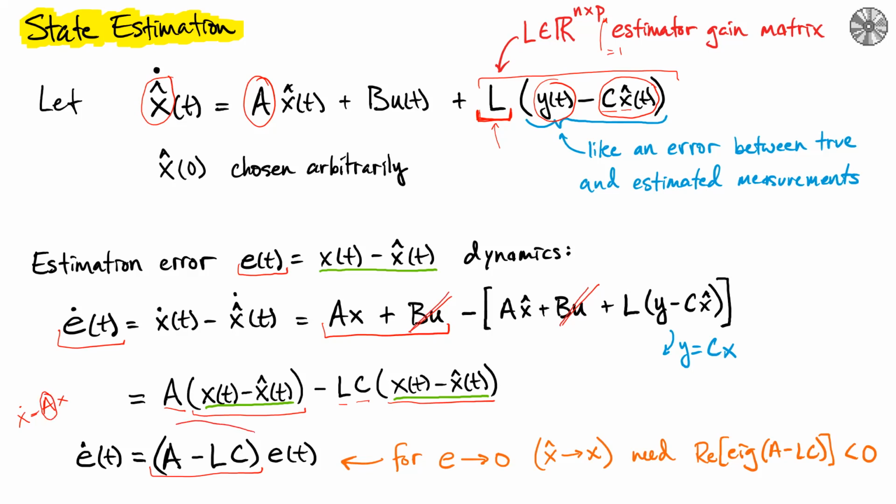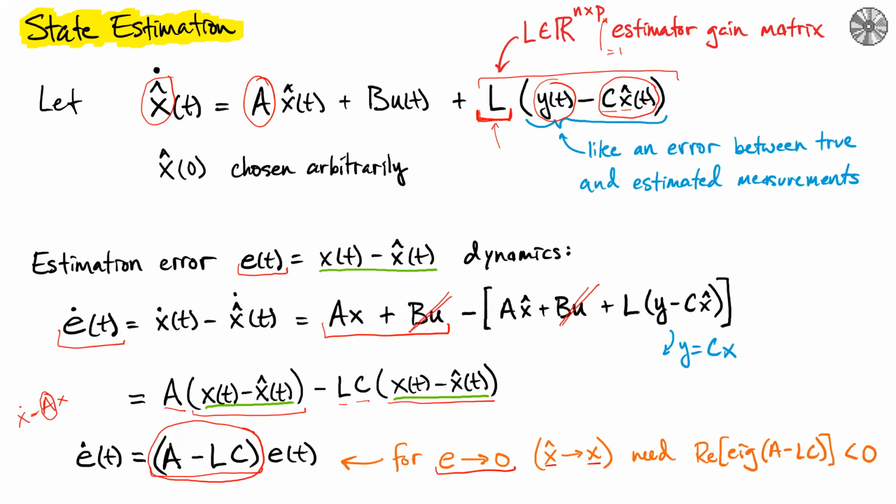So that means that the dynamics and behavior of this system, the estimation error, is given entirely by the matrix A minus L times C. And so if we want E to go to 0, if we want the error to stabilize, which means that the estimate goes to the state value x, we want the eigenvalues of A minus LC to be such that the real parts are less than 0.